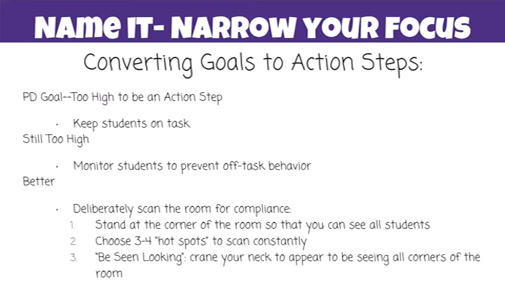Converting those goals into action steps. When our action steps are too high, like keeping the students on task or monitoring students to prevent off-task behavior, we should really take those action steps and break them down into smaller bite-sized action steps, like deliberately scanning the room for compliance, standing at the corner of the room so you can see all the students, choosing 3 or 4 hotspots to scan constantly, and to be seen looking around that room.